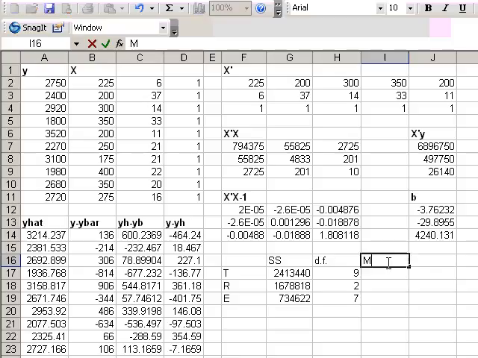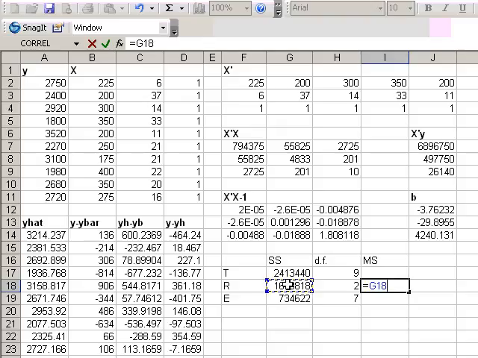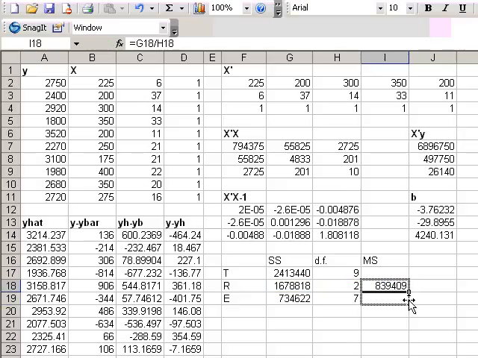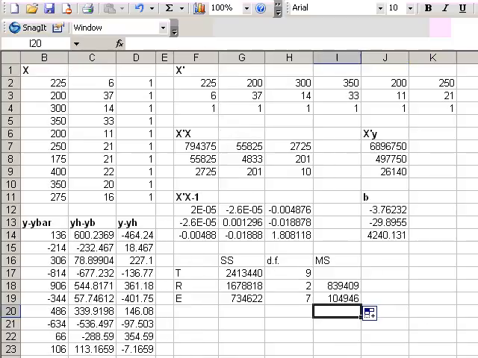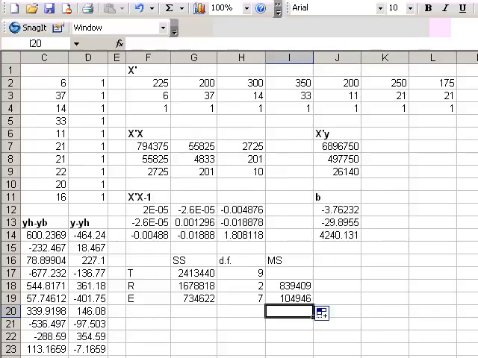Now we can calculate the mean square for regression and error. This is equal to the regression sums of squares divided by the degrees of freedom. And when I drag this down, I get the error mean square. Now we'll move to the right for the rest of the calculations.